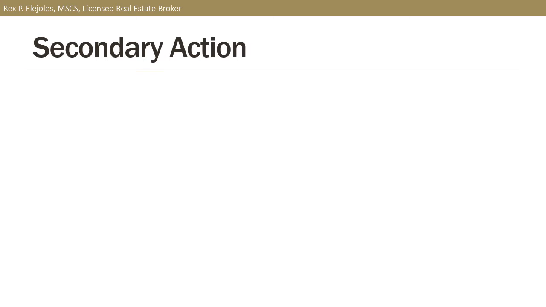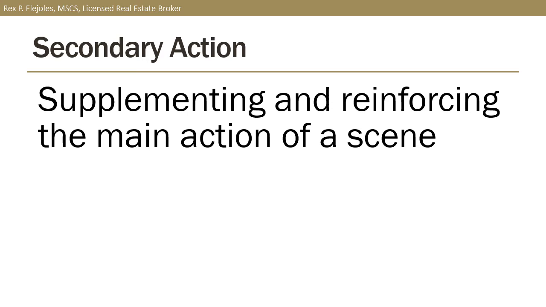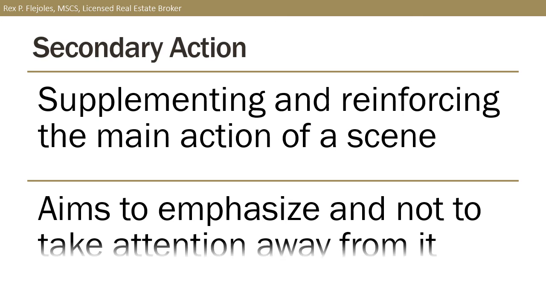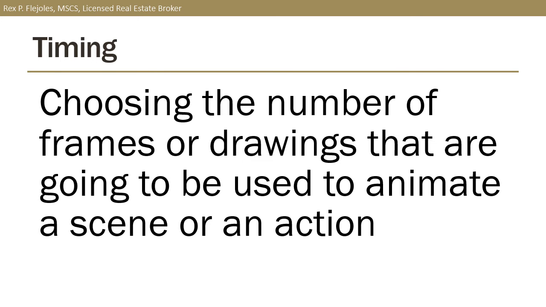On secondary action. The secondary action is an animation method in which the main purpose is to supplement and reinforce the main action of a scene. It is important to remember that it has to emphasize and not take attention away from it. On timing. It is one of the animation techniques people learn with experience and personal experimentation. It consists in choosing the number of frames or drawings that are going to be used to animate a scene or an action.